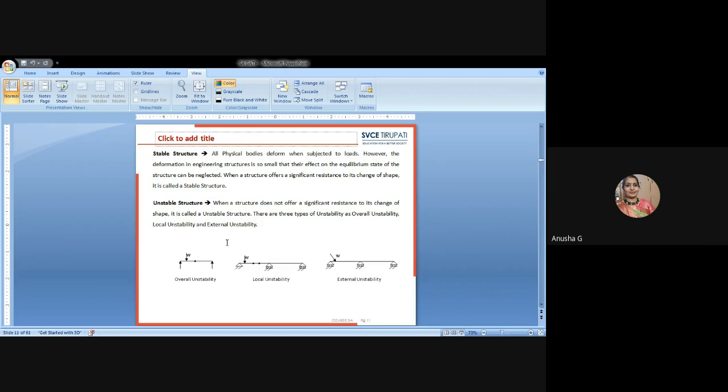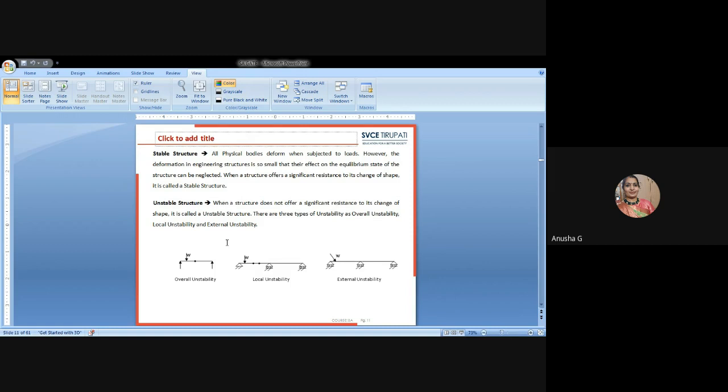However, the deformation in engineering structures is so small that its effect on the equilibrium state of the structure can be neglected. When a structure offers significant resistance to its change of shape, it is called a stable structure. That is, it is in a constant position, a stable position. Otherwise, we call it an unstable condition or unstable structure.